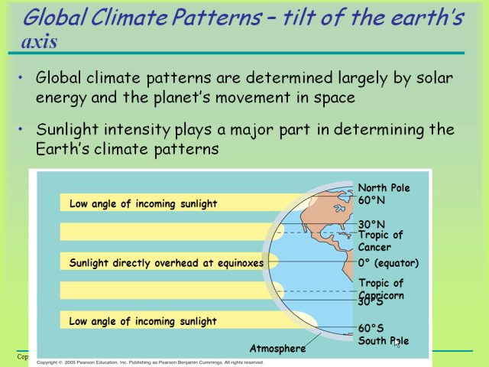Global climate patterns, tilt of the Earth's axis. Global climate patterns are determined largely by solar energy and the planet's movement in space. Sunlight intensity plays a major part in determining the Earth's climate patterns. We are tilted, so sometimes we are away from the sun in the winter and fall, and towards the sun in spring and summer. Just looking at the sun hitting the Earth, there is a low angle of sunlight here in the northern and southern latitudes, with sunlight directly overhead here at the equinoxes. At the equator, the days are always equal.